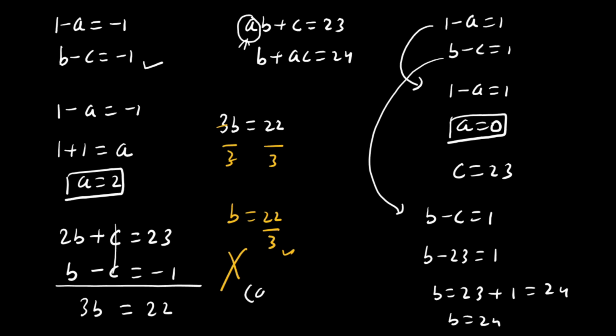So our solution is (a, b, c) equal to the value of a is 0, the value of b is 24 and the value of c is 23. This is our final answer.